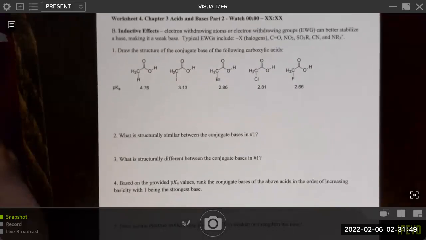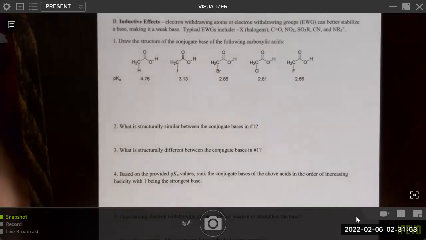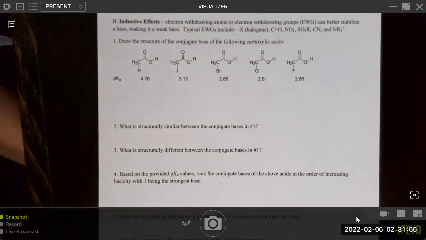Okay, so we're going to start off in this part 2 activity with inductive effects. Note that we are not going in order of ARIO. We did talk about the atom, which is A, but we're going to cover inductive effects, which is the I, before resonance. So we're just covering them in a slightly different order, and it shouldn't affect anything.